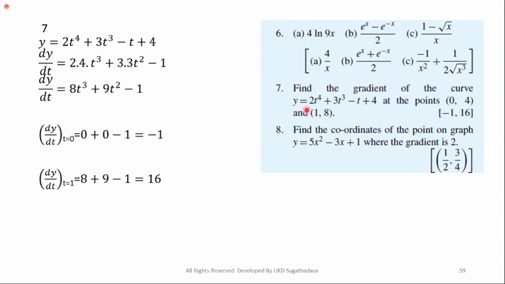When it comes to the second part, dy by dx when the other point is 1, 8. The t value is 1, so we substitute t equals 1. The other value is the y value, which is not required here even though it is given. Simplify: 8, 9, -1, 17, -1, 16. See the answers, -1 and 16.